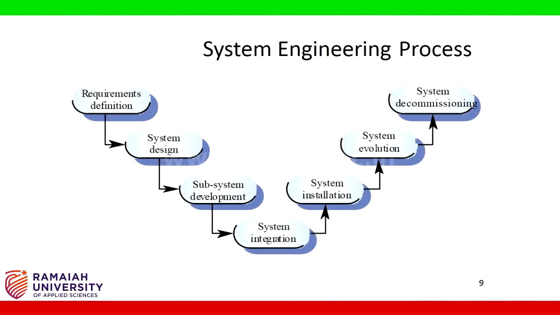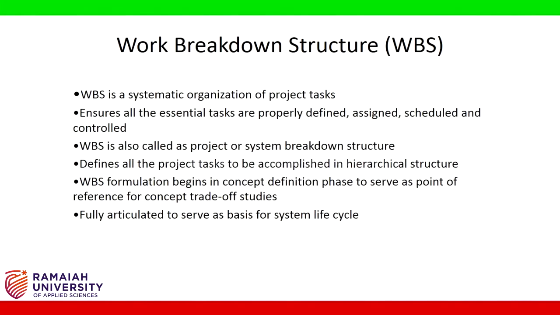Flow of system engineering process. Requirements are the primary focus in the systems engineering process because the process's primary purpose is to transform the requirements into designs. System design flow starts from requirements definition to system design to subsystem development to system integration to system installation to system evolution to system decommissioning.